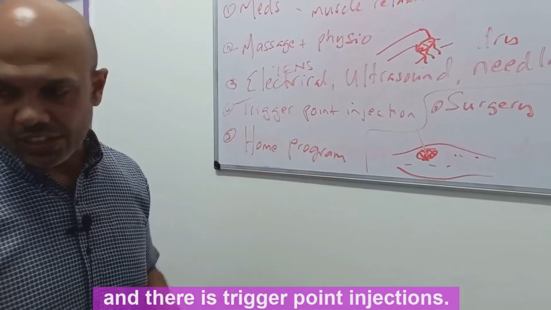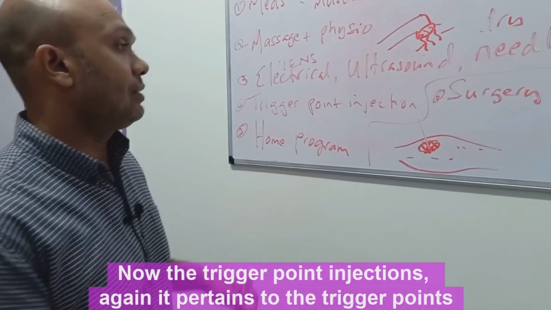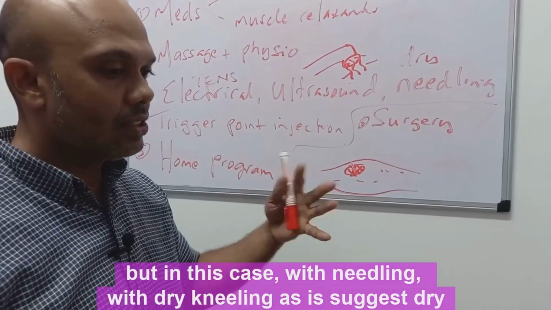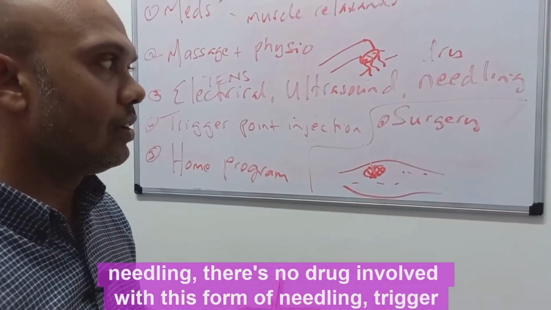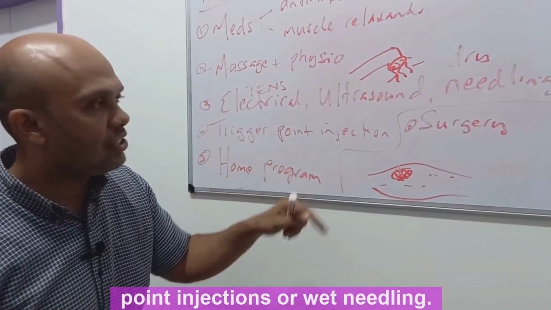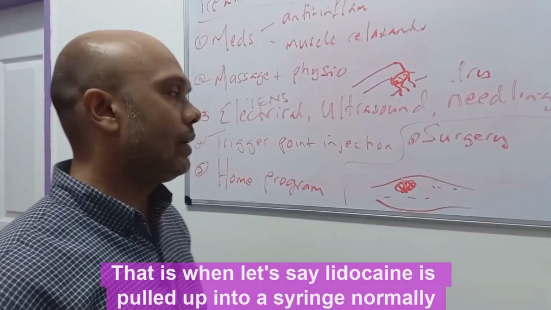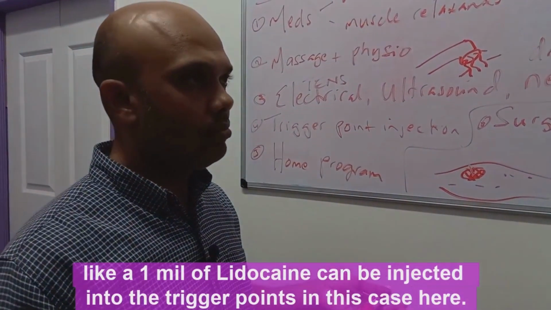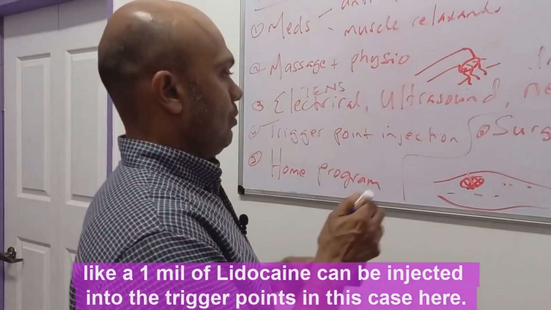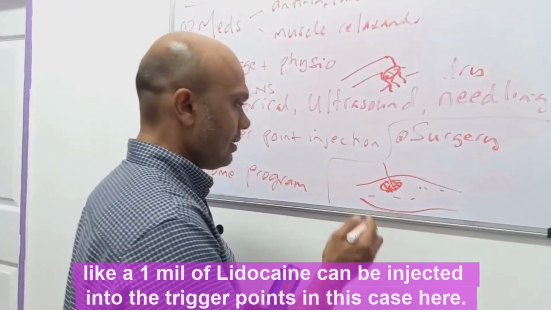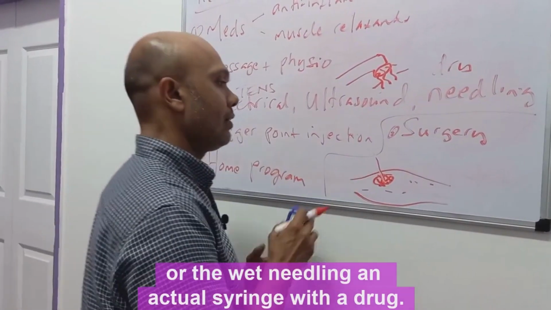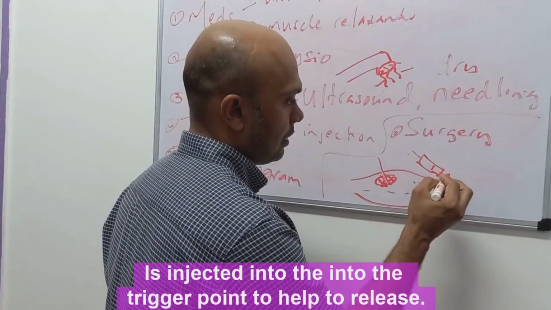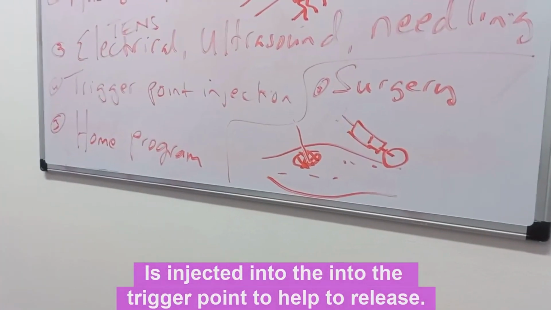And there's a trigger point injection. Now, with trigger point injection, again, it pertains to the trigger points, but in this case, with needling, with dry needling, as it suggests, there's no drug involved with this form of needling. Trigger point injection or wet needling, that is when let's say lidocaine is pulled up into a syringe. Normally, like I say, 1 mil of lidocaine, it can be injected into the trigger point. So in this case here, with the trigger point injection or the wet needling, an actual syringe with a drug is injected into the trigger point to help your release.